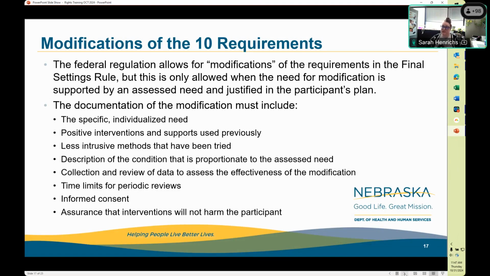So modifications, I mentioned it a couple of times. In the federal regulation, they use the word modifications, and it allows for modifications of the requirements in the final settings rule. However, this is only allowed when the need for modification is supported by an assessed need and justified in the participant's plan. And the documentation of the modification must include those things, which you'll see a lot of dovetail with what we expect for rights restrictions.